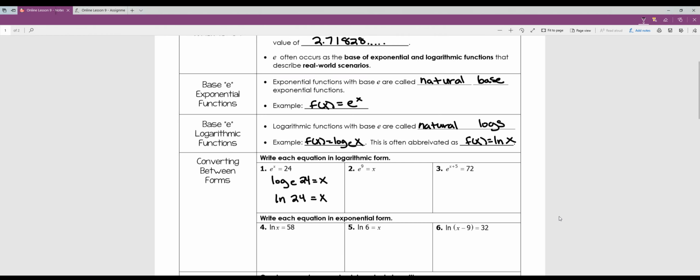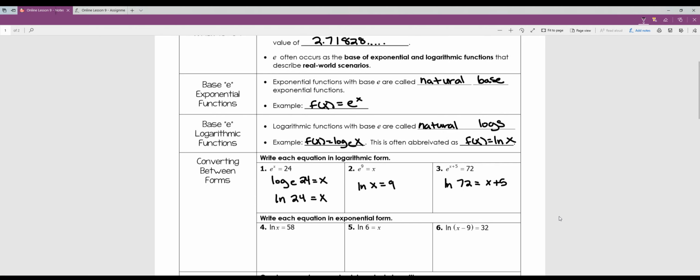All right, let's do another one. Number 2, e to the 9th power is equal to x. So that would be ln of x is equal to 9. All right, let's do one more. Let's do number 3. E to the x plus 5 power is equal to 72. Well, I know e is going to be my base, so I can go straight to natural log of 72 is equal to x plus 5. So that is going from exponential to logarithmic form.